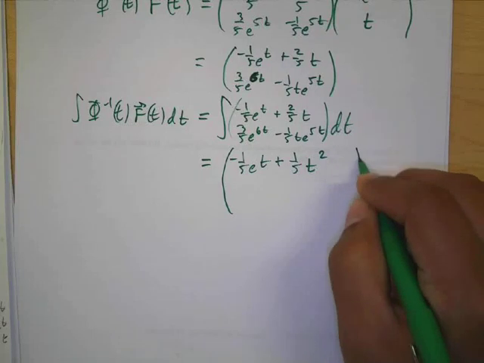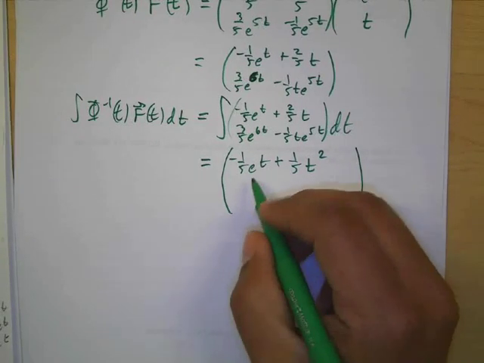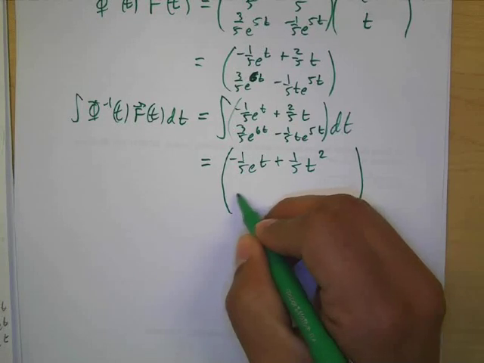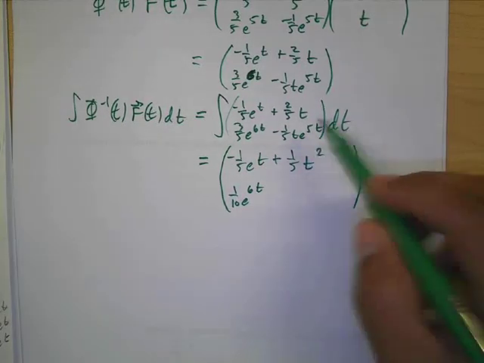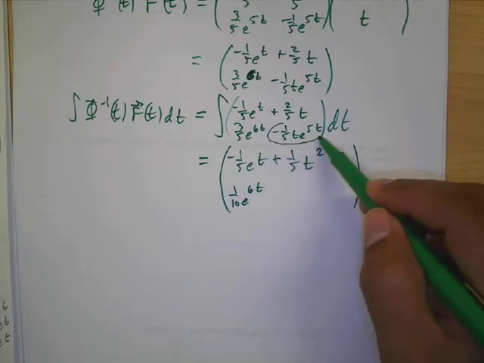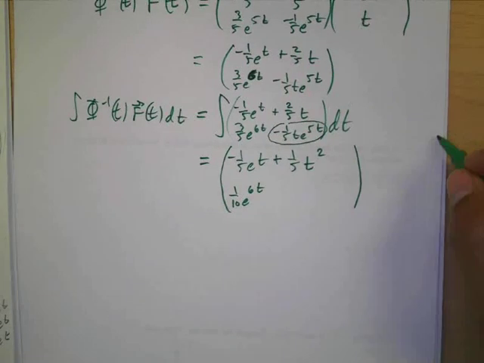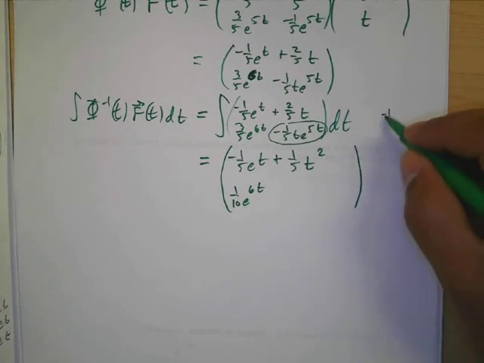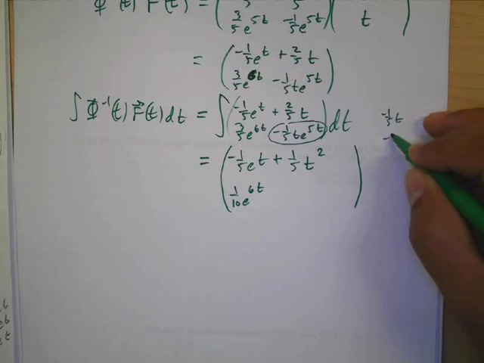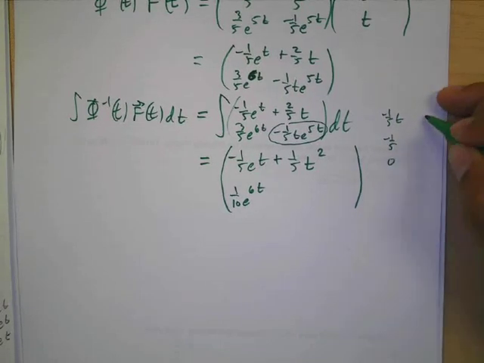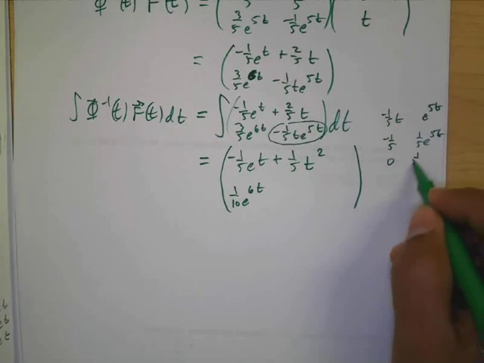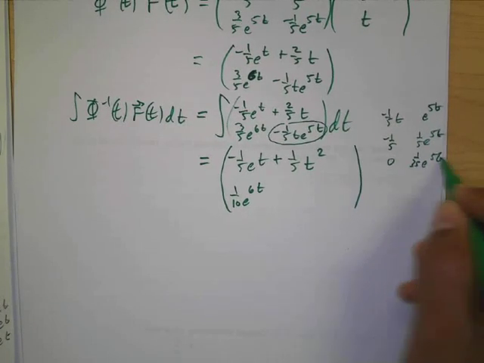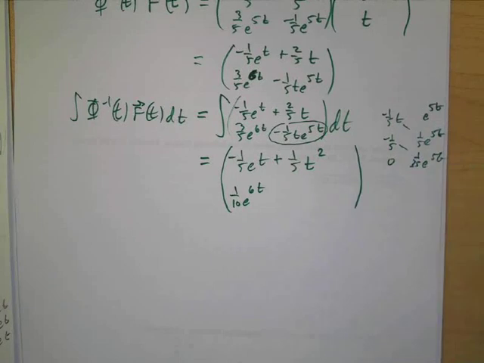And this part will be 1/10 e to the 6t. And then you're going to have to do integration by parts here, or tabular, whatever you want to do. Tabular is pretty quick here. Negative 1/5 t, negative 1/5, 0. And then we integrate e to the 5t. So that's e to the 5t, 1 over 5 e to the 5t, 1 over 25 e to the 5t. And then we go that way.